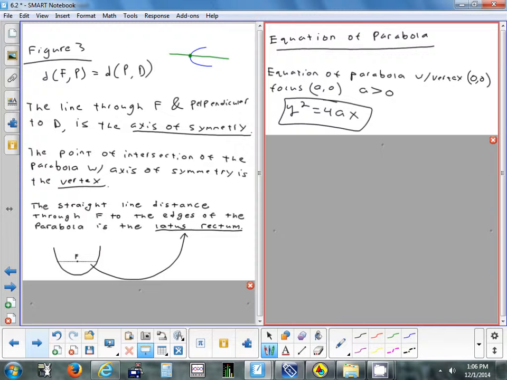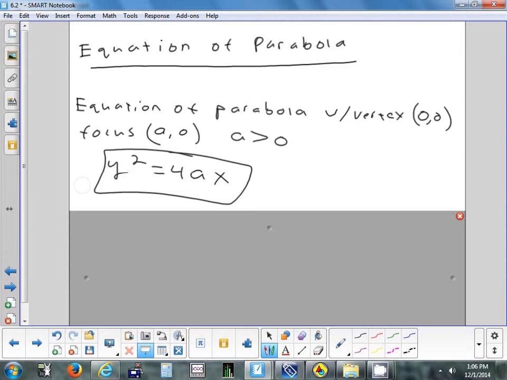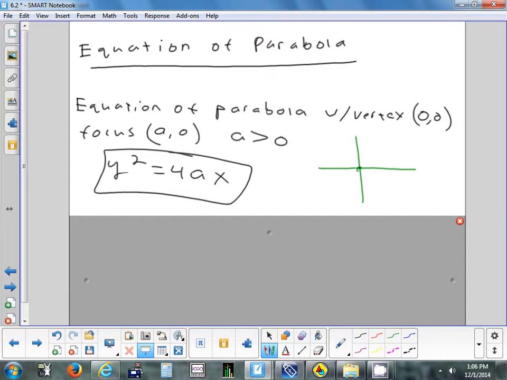Okay, let's see if we can figure out which way this is opening, if it's up, down, left, or right. All right, so let's see. Remember that your parabola always wraps around the focus. Okay, so if you can remember that, it'll kind of give you a hint of which way it's going to go. Okay, so here's your vertex. It's at 0, 0. And your focus is at a comma 0. A is always a positive number. That's important. A is always positive.